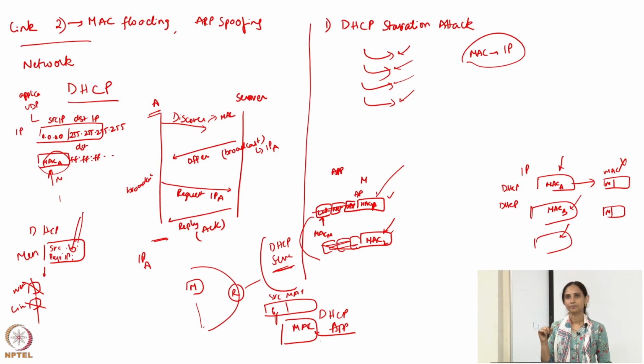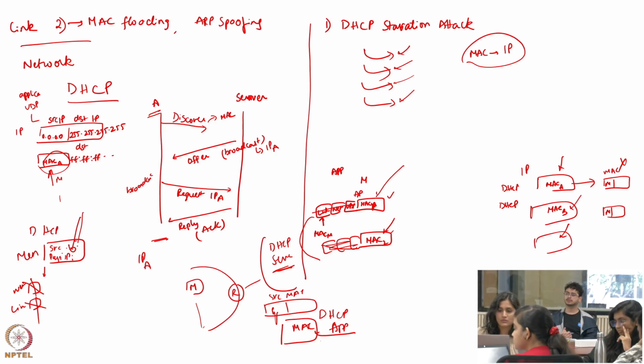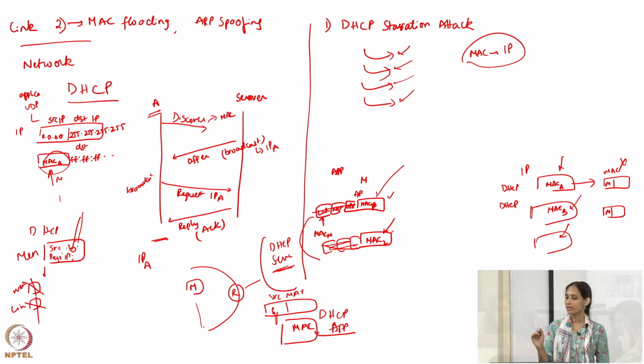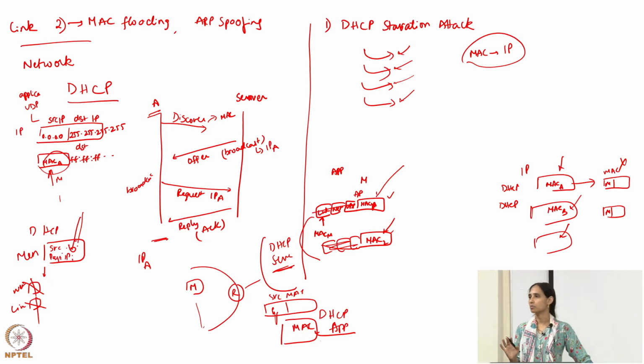Is that clear? So basically the point being made is that just MAC limiting is not going to solve this problem. You have to do something at the higher layer, which is the thing that is seeing multiple MACs. That is the specific problem. We will see the defense for this, but the problem is clear, what this DHCP starvation is doing.